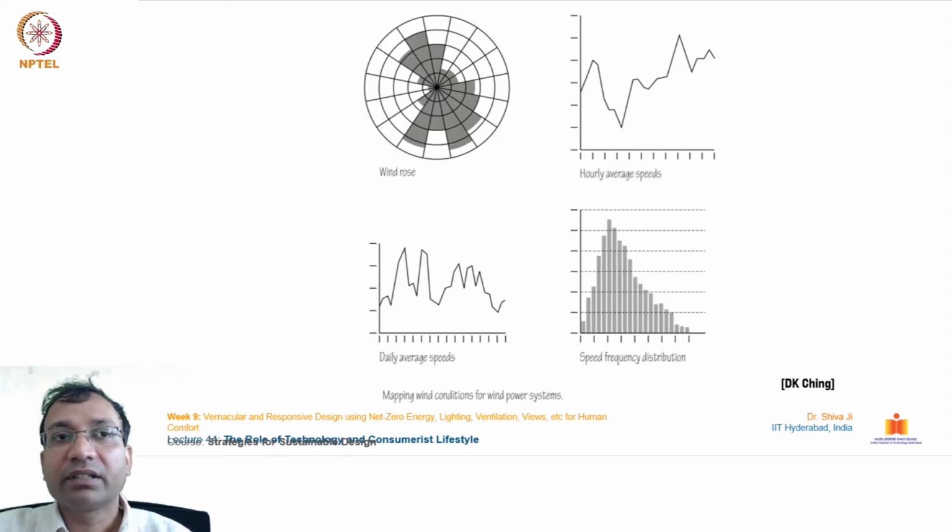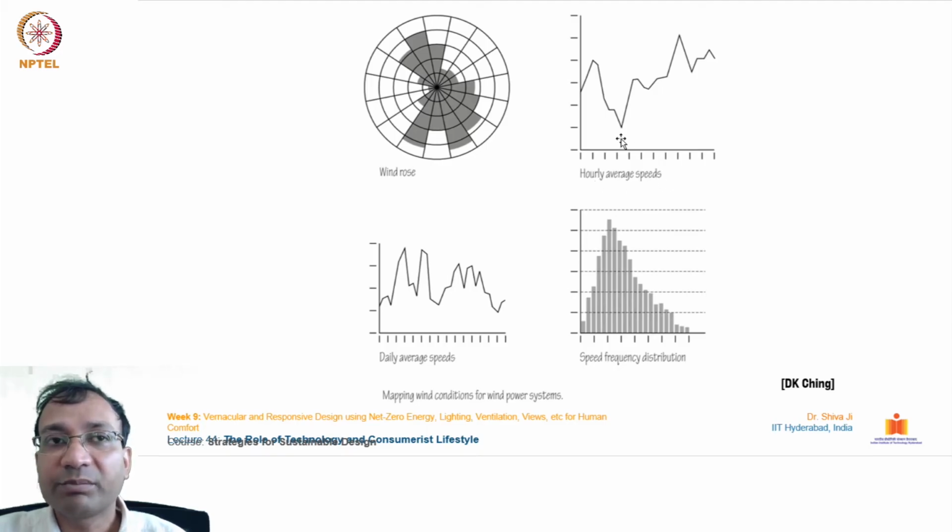Further, in this slide we are discussing mapping wind conditions for wind power systems. For any place, depending upon the month of the year, there are always prevailing wind conditions. In this plot, a wind rose diagram is plotted. Depending upon the month, these months have very little wind, these months have an average, and these months have high winds. This is plotted here on the rose diagram.